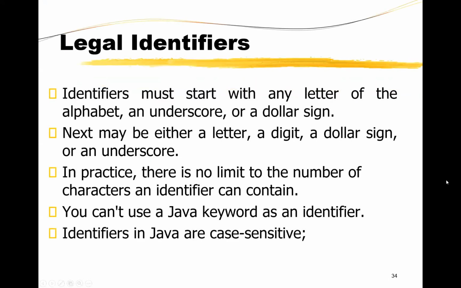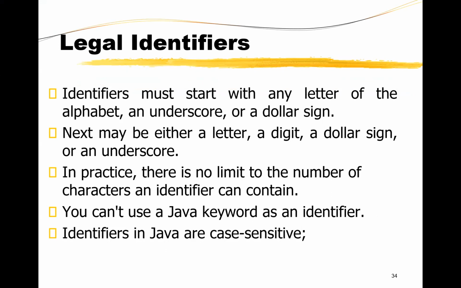And then we are going to identifiers. Remember, identifiers must start with any letter of the alphabet, an underscore, or a dollar sign. Next may be a letter, digit, dollar sign, or an underscore. There is no limit to the number of characters an identifier can contain. You cannot use Java keywords as an identifier, and identifiers in Java are case sensitive. And there is no practical limit for variables. Remember that in your mind as well.